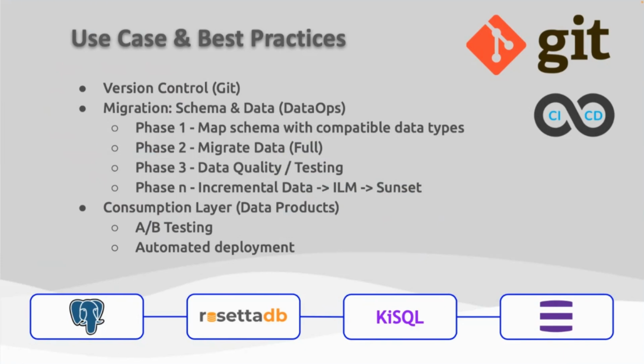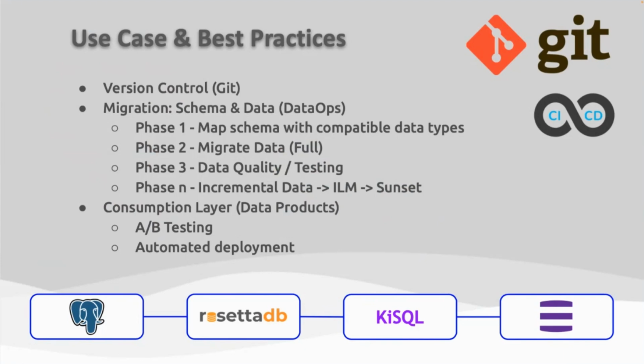Then phase N means that you can repeat phases 1 to 3 multiple times for incremental loads, and make sure that for every new data object that gets created, those will get migrated as well, including schema, data, and finally performing quality checks. All that process can be orchestrated with the help of GitHub Actions as part of our GitHub project that we are going to demonstrate.